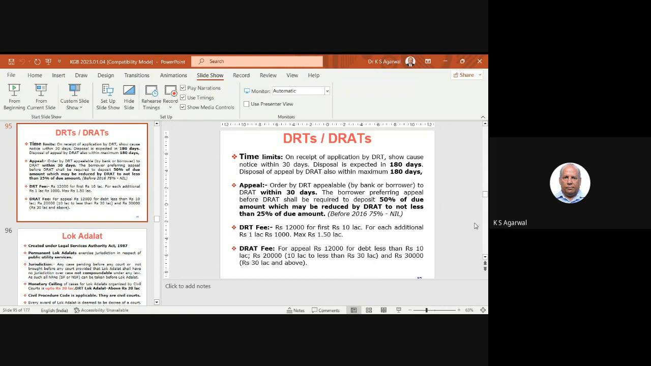Before 2016, this 50-25 was 75% to zero. It means he had to deposit 75% of the amount, which could be waived by the DRT. Now DRT cannot waive it fully. Minimum 25% he will have to deposit. Now this fee structure: when we file suit, 12,000 for the first 10 lakh, for each additional 1 lakh 1,000, maximum is 1.5 lakh. And DRT, it is a slab system, 3 slabs: 12,000 for debt less than 10 lakh, 20,000 for 10 lakh to 30 lakh, and 30,000 for 30 lakh and above. So you have to remember this DRT fee structure also.